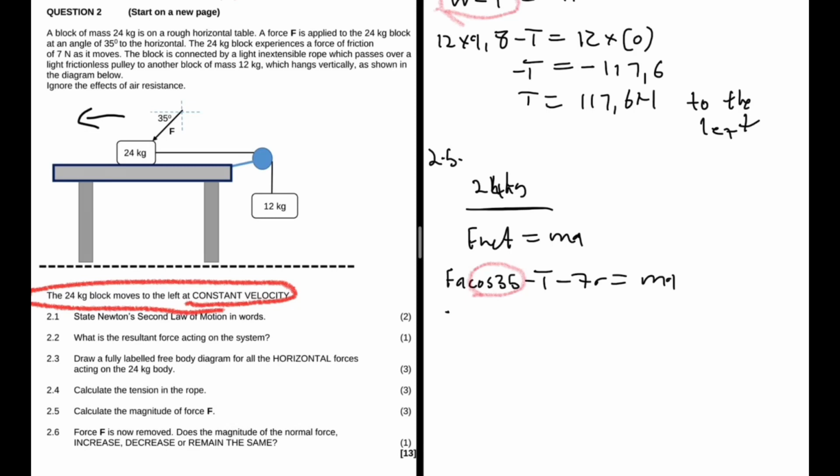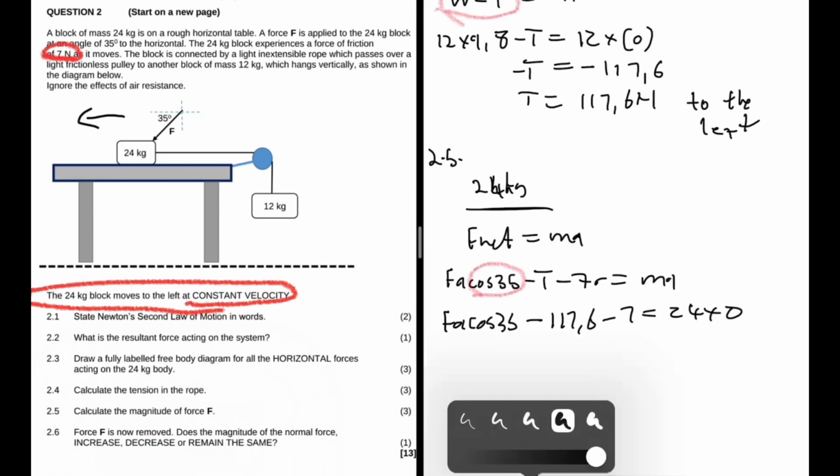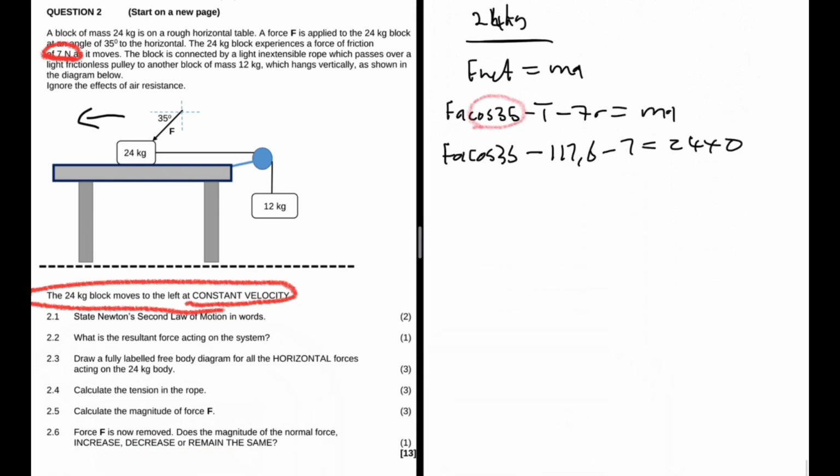So it will be FA cos 35 minus 117.6, our tension, and then minus 7 is equal to 24 multiplied by 0. Why am I saying minus 7? Look here, we are told that the frictional force is 7 newtons, right? So from here, what are we going to have?